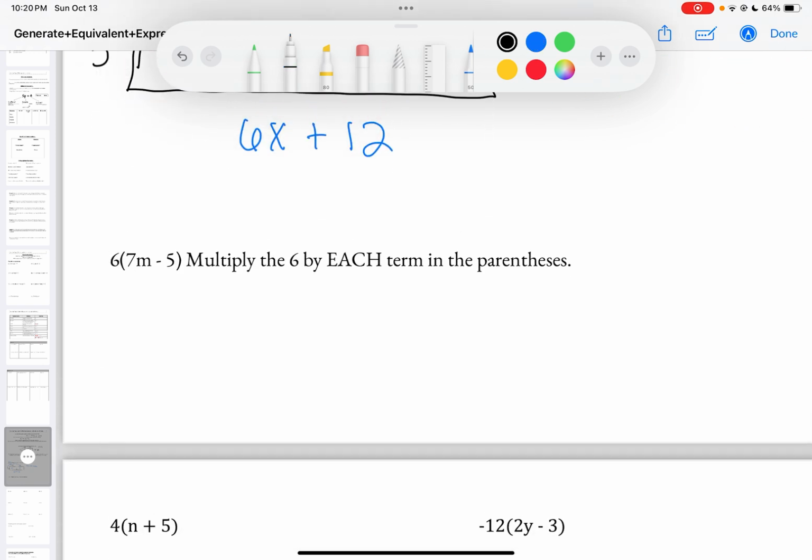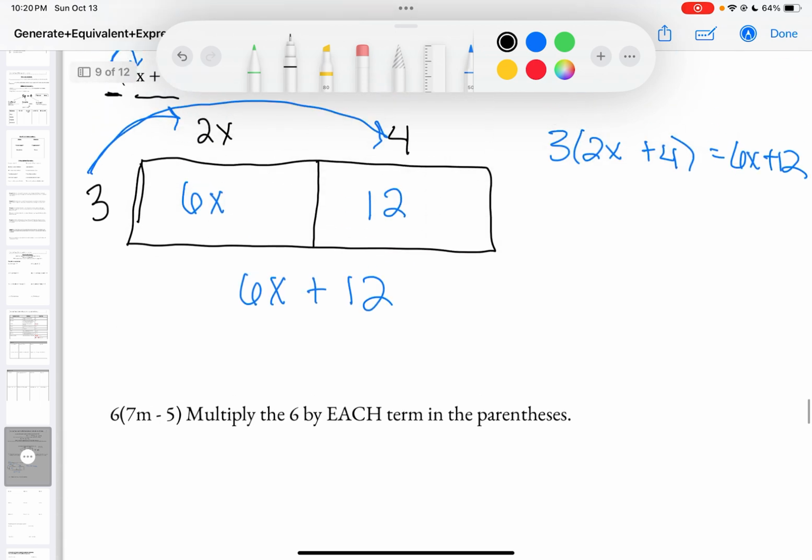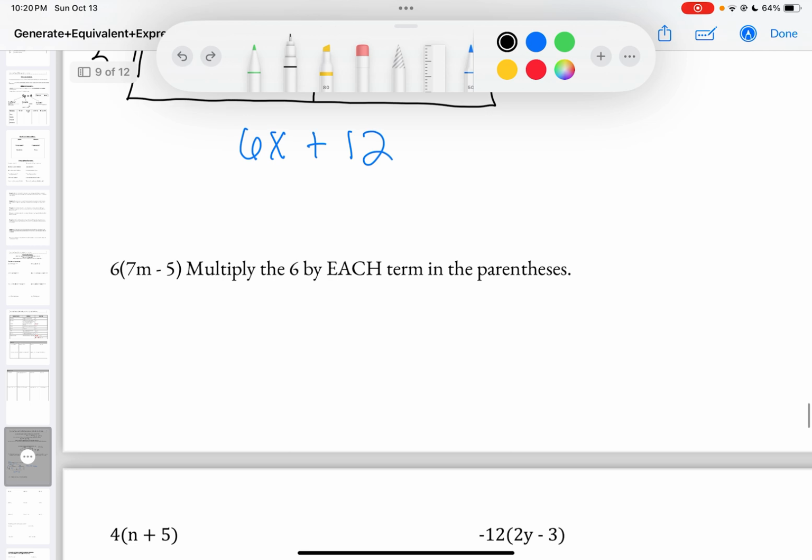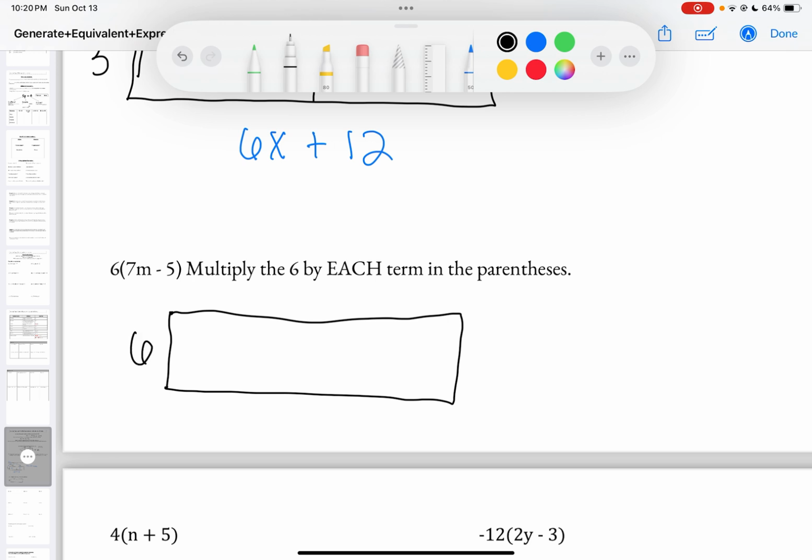This time we are taking the difference. However, the only difference is instead of adding at the end, we are going to subtract. So I'm going to draw my rectangle again. The number on the outside of the parentheses I can put on the left, which is 6. And then I can put my 7m on one side and 5 on the other. Now I can draw my arrows again. My 6 is being multiplied to my 7m, and it's also being multiplied to my 5.